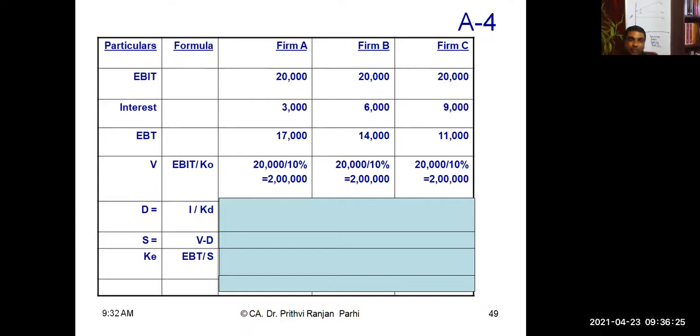Now let us compute what is the value of the debt. How much debt was there? Interest is this much, and cost of debt you already know, 6%. KD is 6%. Can you compute the value of debt? D is equal to how much? D is equal to I by KD. I figures are given to you: 3,000, 6,000, and 9,000. KD is 6%. Can you compute debt value?